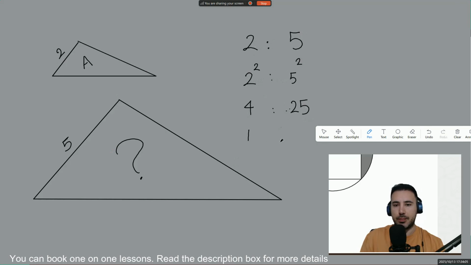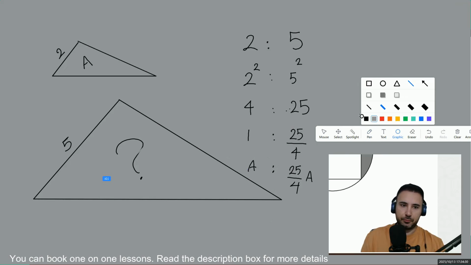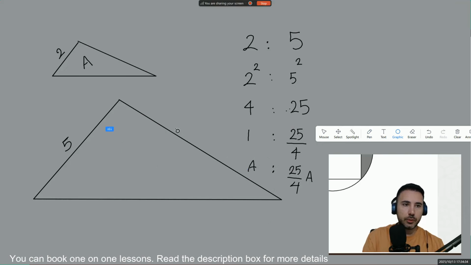So this is going to be 1. This is going to be 25 over 4, right? So now if the area of this one is A, the area of this one is 25 over 4A. Right? So this is the ratio of the areas. So this is going to be 25 over 4A.